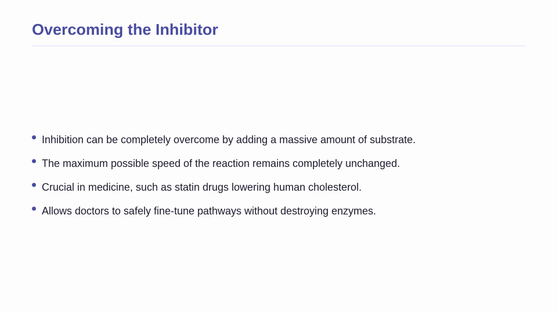Now that we understand what competitive inhibition is, let us look at its most defining characteristic. When the inhibitor is bound, it forms an inactive complex. However, if you have a million real keys and only one fake key, the fake key rarely wins. By adding a massive amount of substrate, it completely outcompetes the inhibitor. This means the maximum possible speed of the reaction remains completely unchanged.